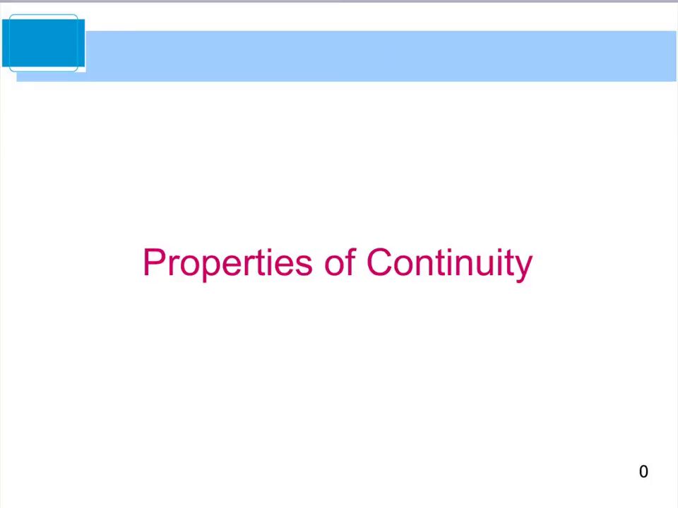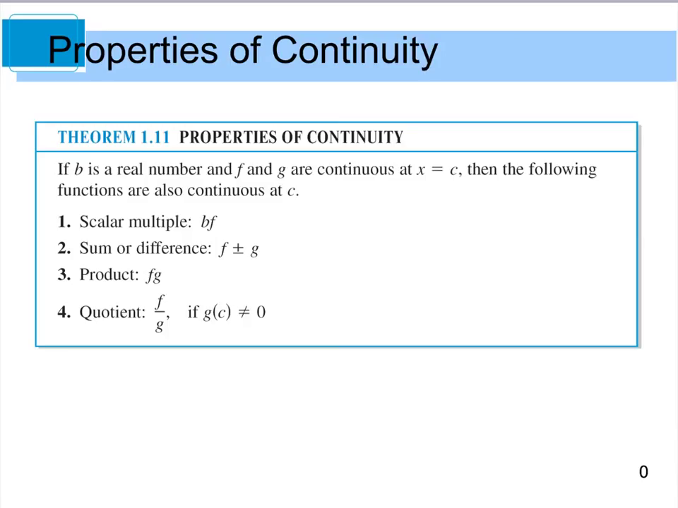There are also a few properties of continuity. And the properties are very similar to the properties that we've seen in the past. It says if b is a real number and both f and g are continuous functions at x equals c, then we also know that we can have scalar multiples. So scalar would mean we're going to take that scalar and just multiply it by the function. I can add or subtract these functions. I can multiply them, and as long as the g of c function isn't equal to 0, I can also divide them.